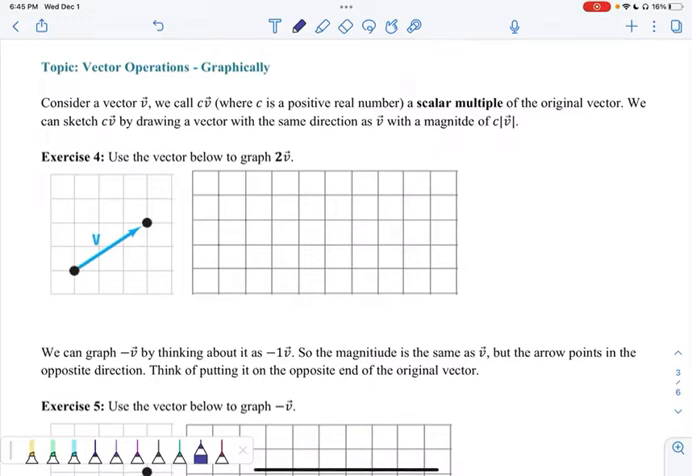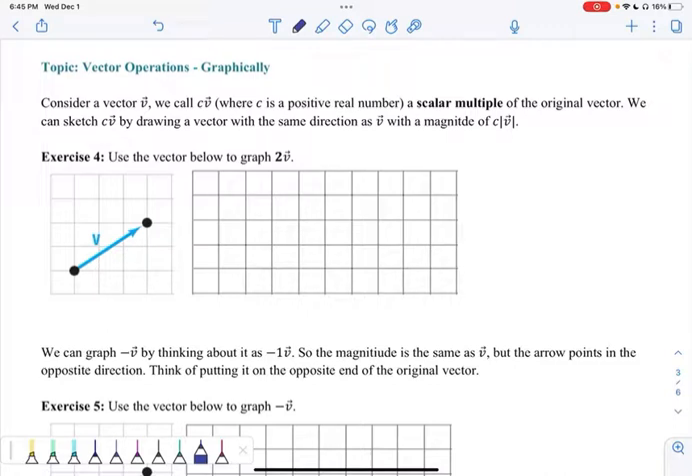Now we'll take a look at vector operations. Just like when we have numbers or functions, we can add, subtract, and multiply them by a real number, etc. So we want to investigate if we can do those with vectors. And we'll start doing these vector operations graphically.